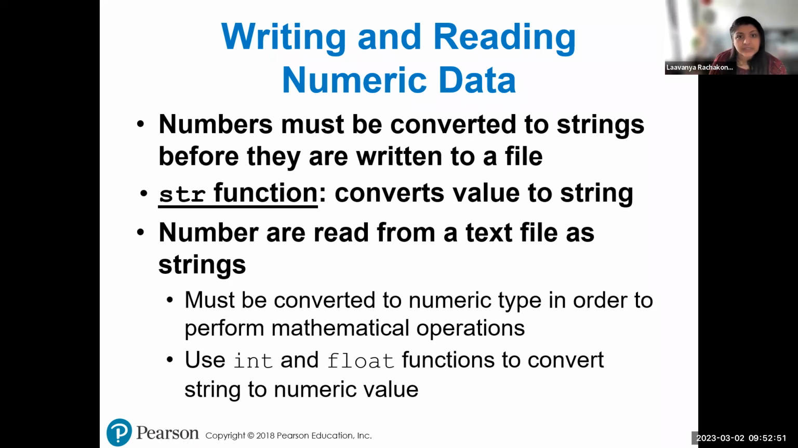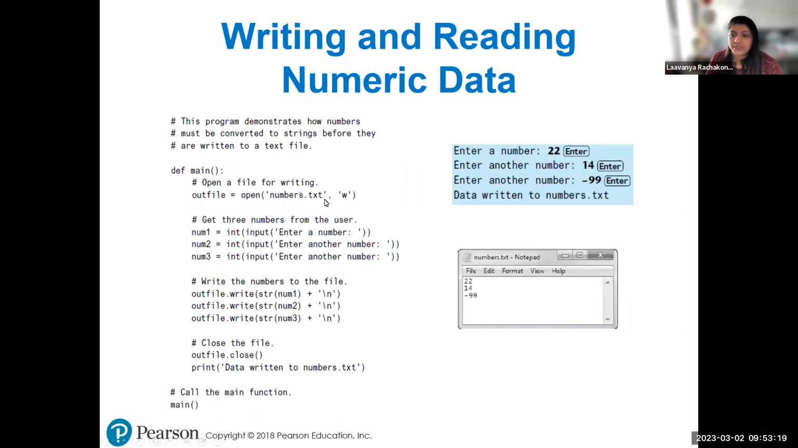But when you are writing numerical data into a file, you must always convert the numerical data into a string by using the str function. That is important because text files will only accept string data. You cannot save any other type of data, so you must convert the numerical data into string data by using the str function. So let's see how that looks.